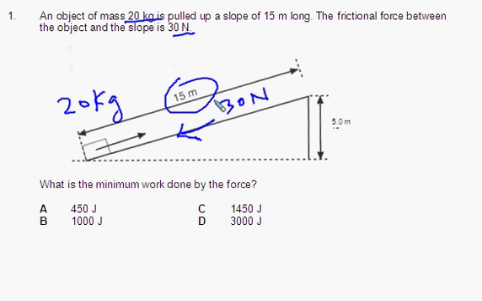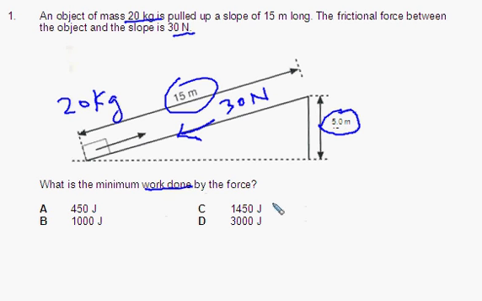There's another very important piece of information given here, which is the height of the slope. It's 5 meters here. These are important pieces of information for us to solve this question. The question asks, what is the minimum work done by the force? For minimum work done, we can form an equation.